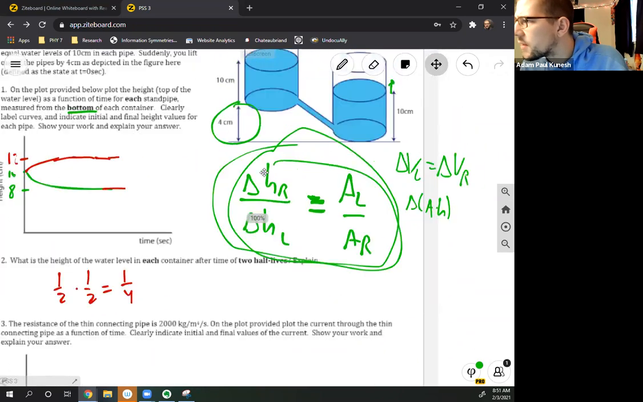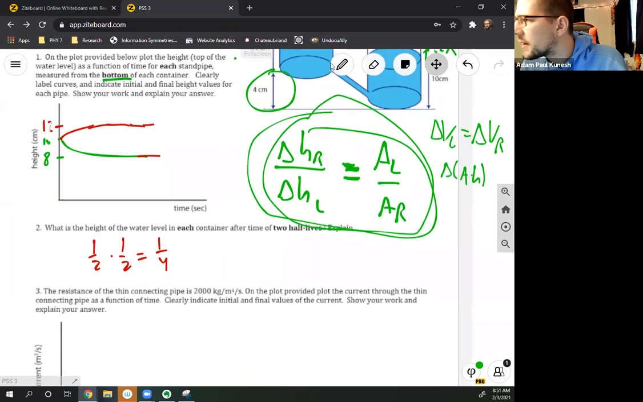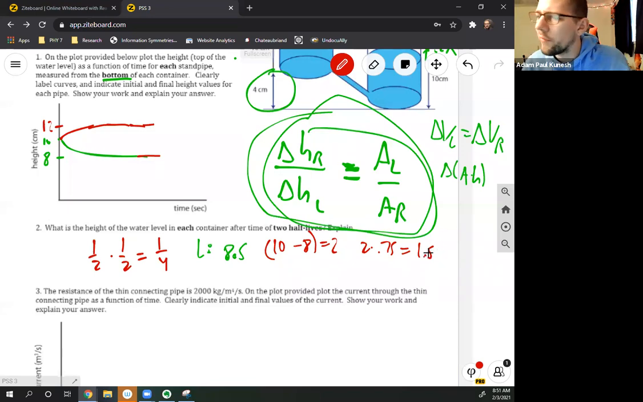So for the left pipe, the one that's dropping in height, it's going to drop 3/4 of the way from 10 to 8. So that's going to be 8.5. To be more explicit about that, I'm starting at 10 and I'm ending at 8. That's 2. So 2 times 0.75 is 1.5. So the change in height is 1.5, from 10 to 8.5.